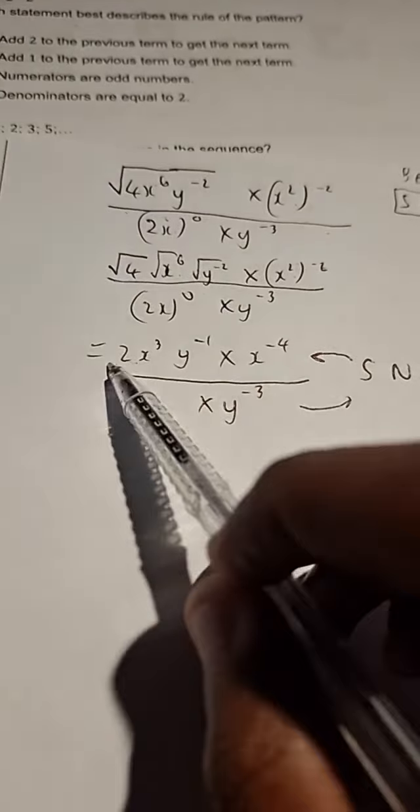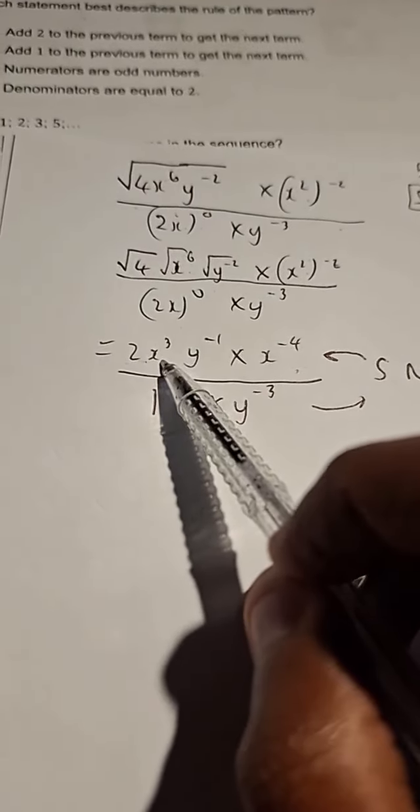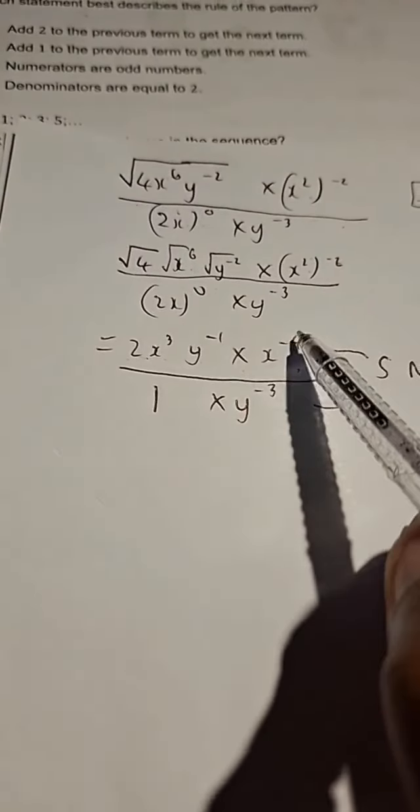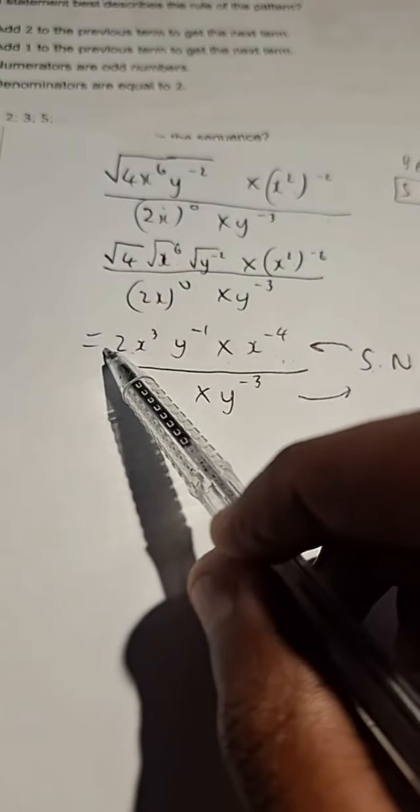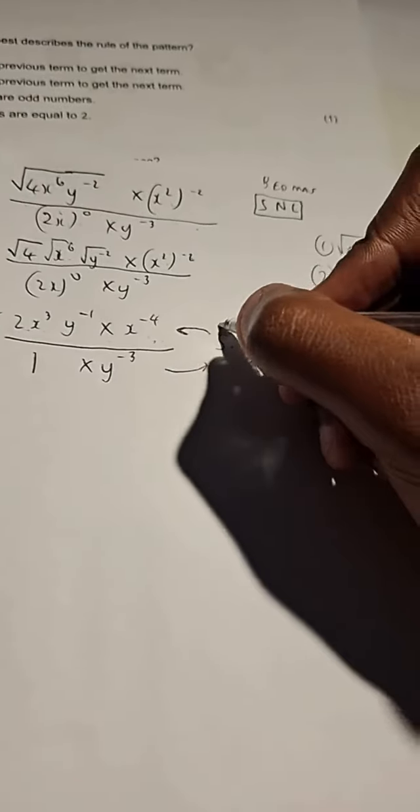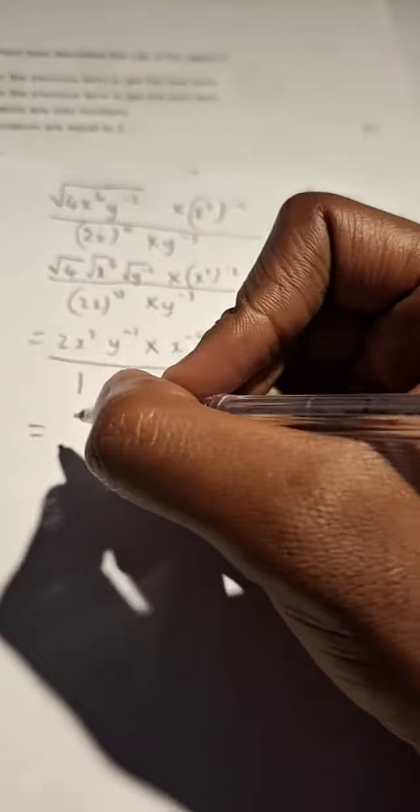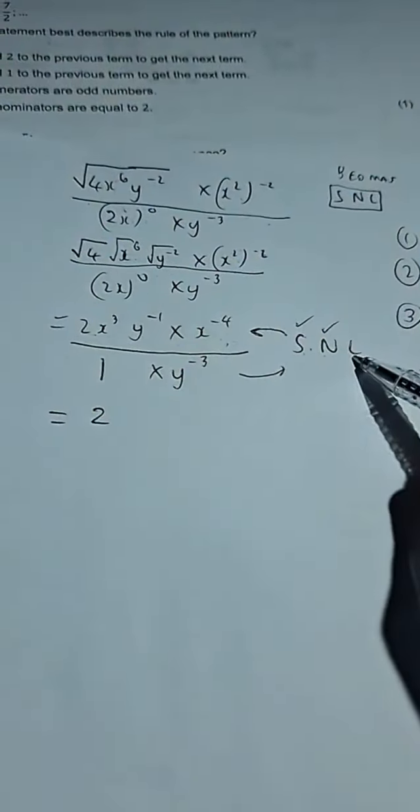So let's first focus on the numerator, and then we'll come to the denominator and apply S and L where applicable. So here we are going to multiply this. 2x to the power 3, y to the power negative 1 times x to the power negative 4. So if we are multiplying, we first look at the sign. This is a positive times a positive, so that means the answer is positive. Sign is taken care of. We go to the number. 2 times this here is 1. 2 times 1 is 2. Number is sorted.